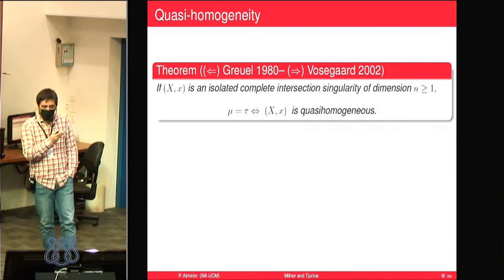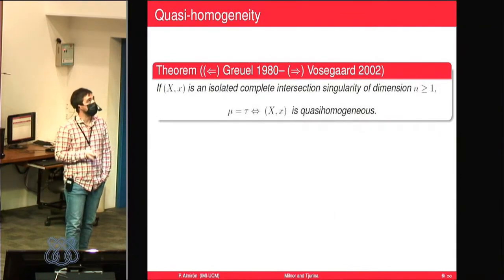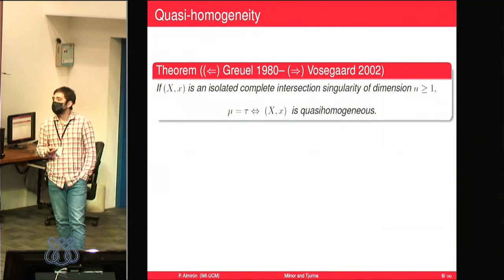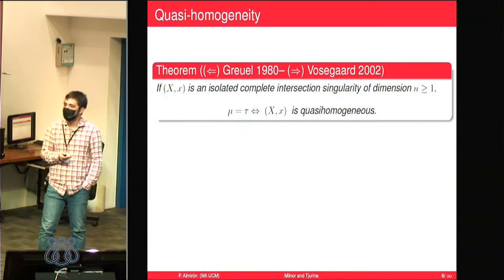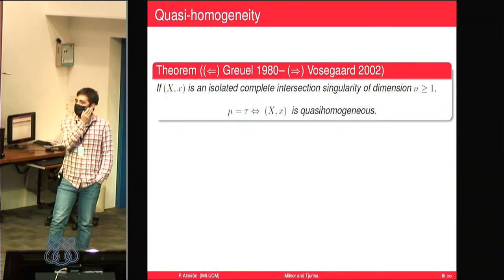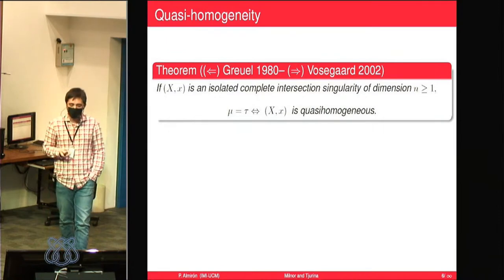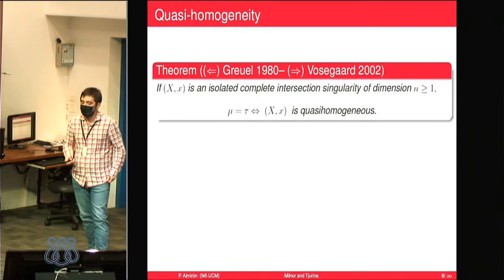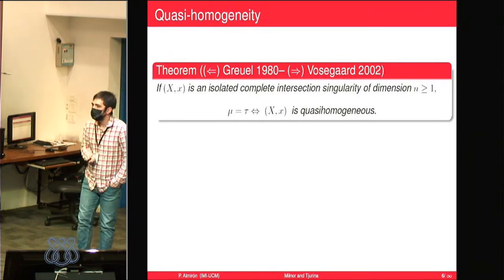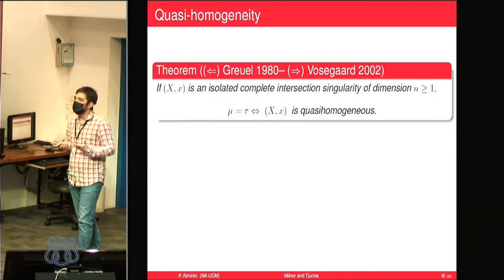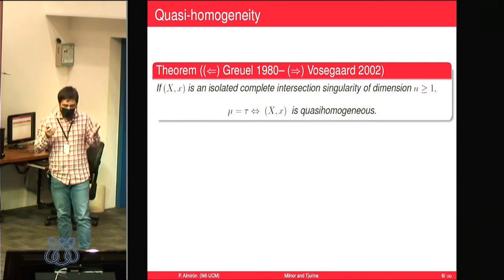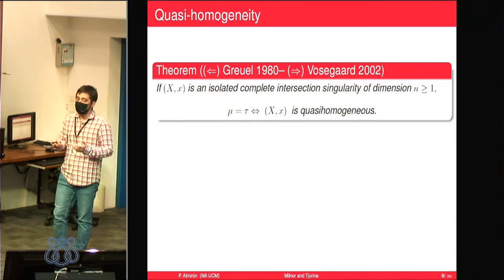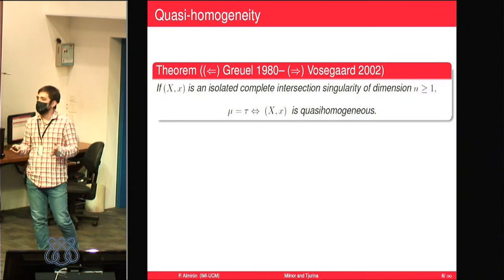And this was a theorem, one part is from Greuel, 1980, and the other part is from Vosegaard, 2002. Observe how much time and how many people spent trying to prove that this is equivalent. So this is a very difficult and very interesting problem, that we can generalize this part of Kyoji Saito's theorem for isolated complete intersection singularities. So essentially, comparing Milnor and Tjurina number, which are from one side topological and from the other side analytic, we are comparing how far our singularity is from being quasi-homogeneous or not.